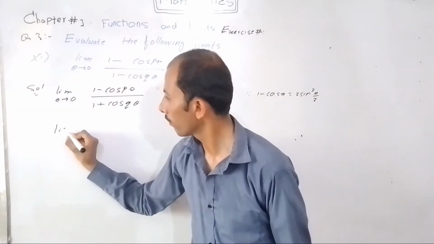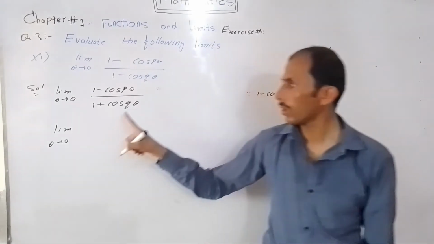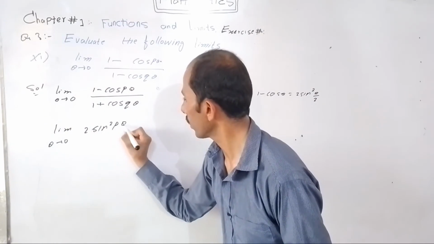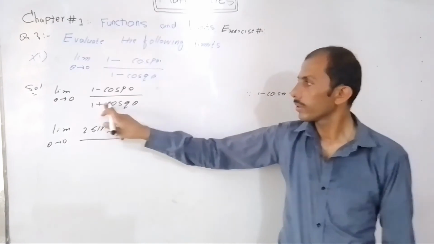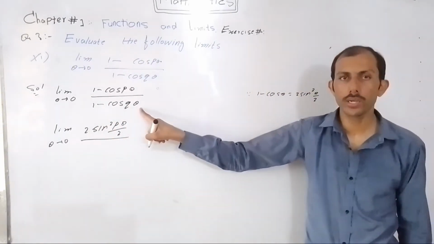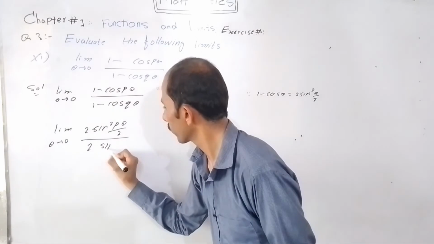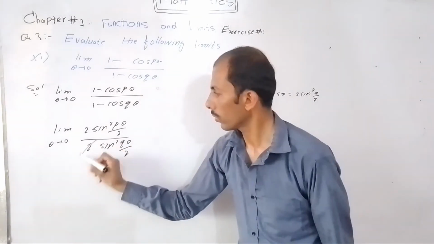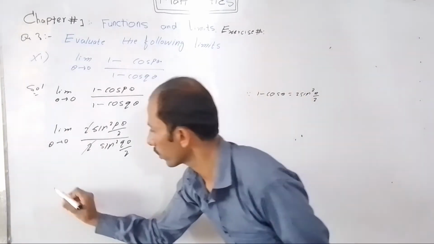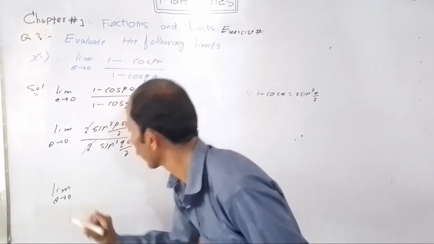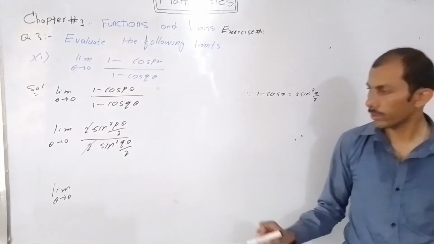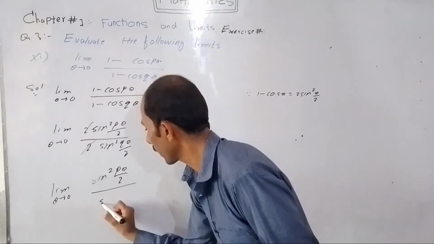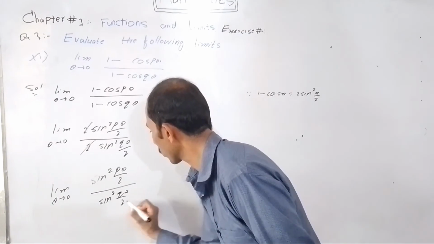So limit theta approaches 0, 1 minus cos p theta is equal to 2 sin square p theta over 2, divided by 1 minus cos q theta, which is equal to 2 sin square q theta over 2. So 2 cancels. Limit theta approaches 0, sin square p theta over 2 divided by sin square q theta over 2.